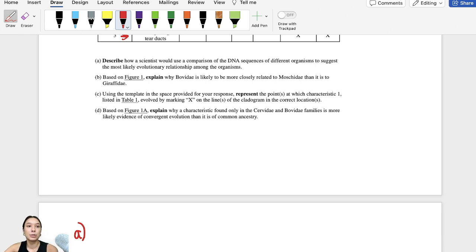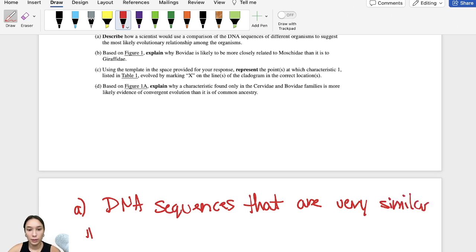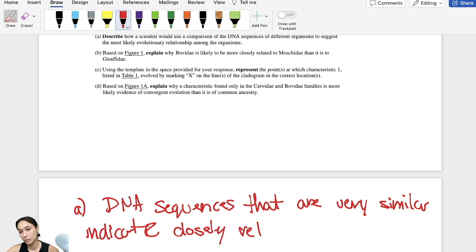Okay, so for this one, DNA sequences that are very similar indicate closely related organisms. Okay, so that's all you had to say for this one.